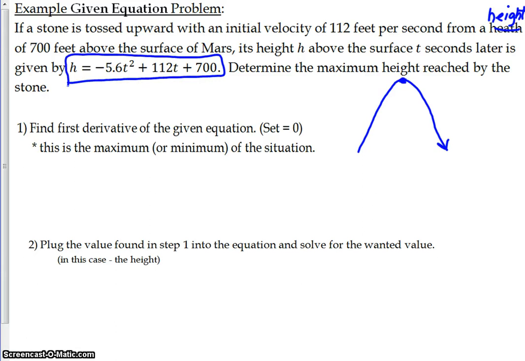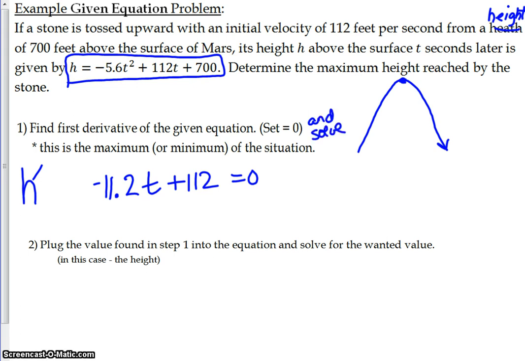This looks like a really complicated problem, but it's actually one of the easier ones because they give us the formula we're trying to maximize. What we have to do is just look at our formula and find the first derivative of h. So the first derivative of h is negative 11.2 t plus 112. That's our first derivative, and we set it equal to 0 and solve.